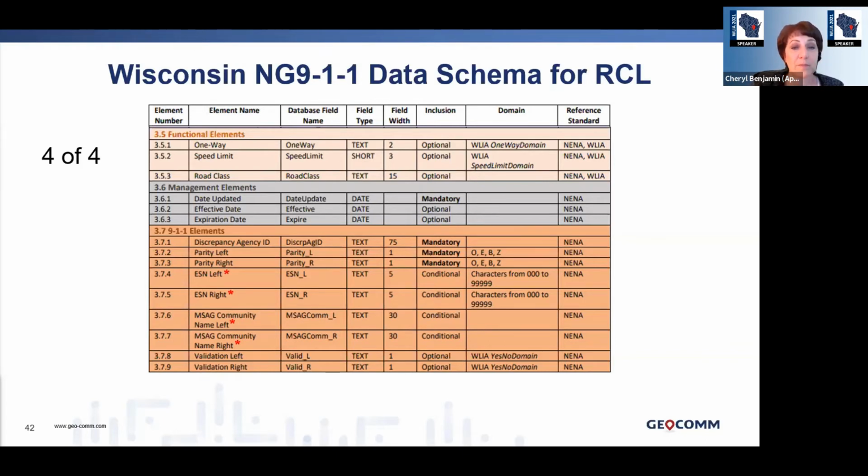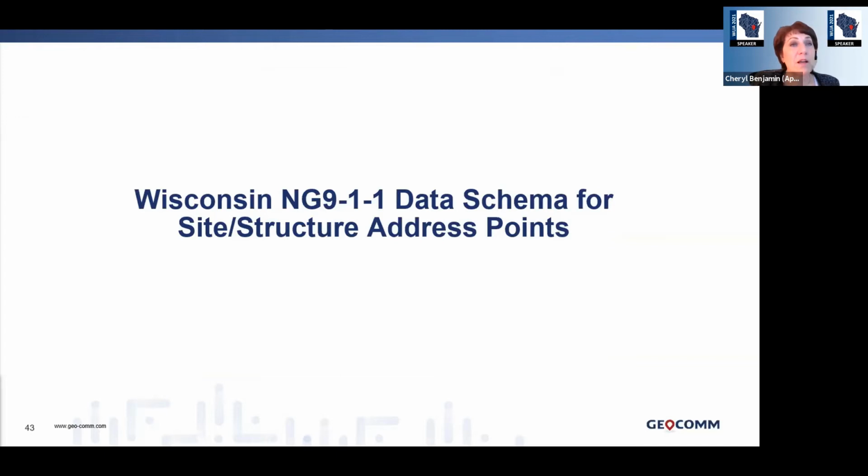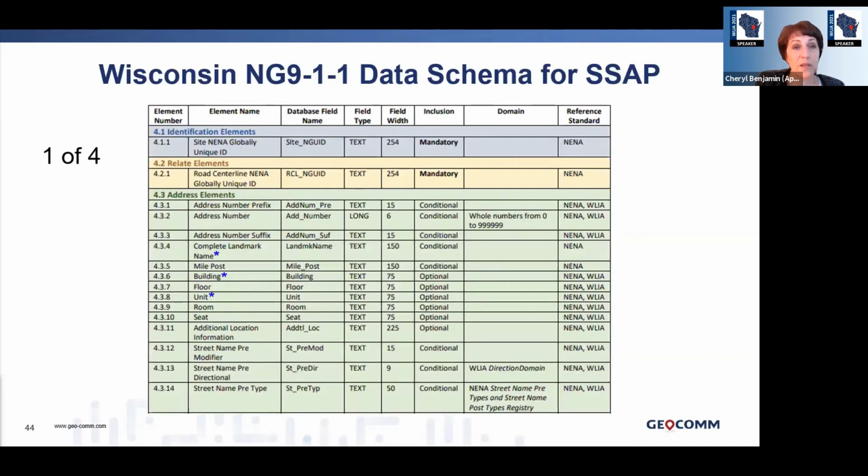So now we're going to transition and take a look at the site structure address points and what they look like in the standard. So the site structure address points layer contains many of the same fields as the road center lines. So I won't spend a whole lot of time on the ones I've already talked about. So starting at the top, you have a unique ID for road center, or excuse me, for site structure address points. That's your site in a globally unique ID.